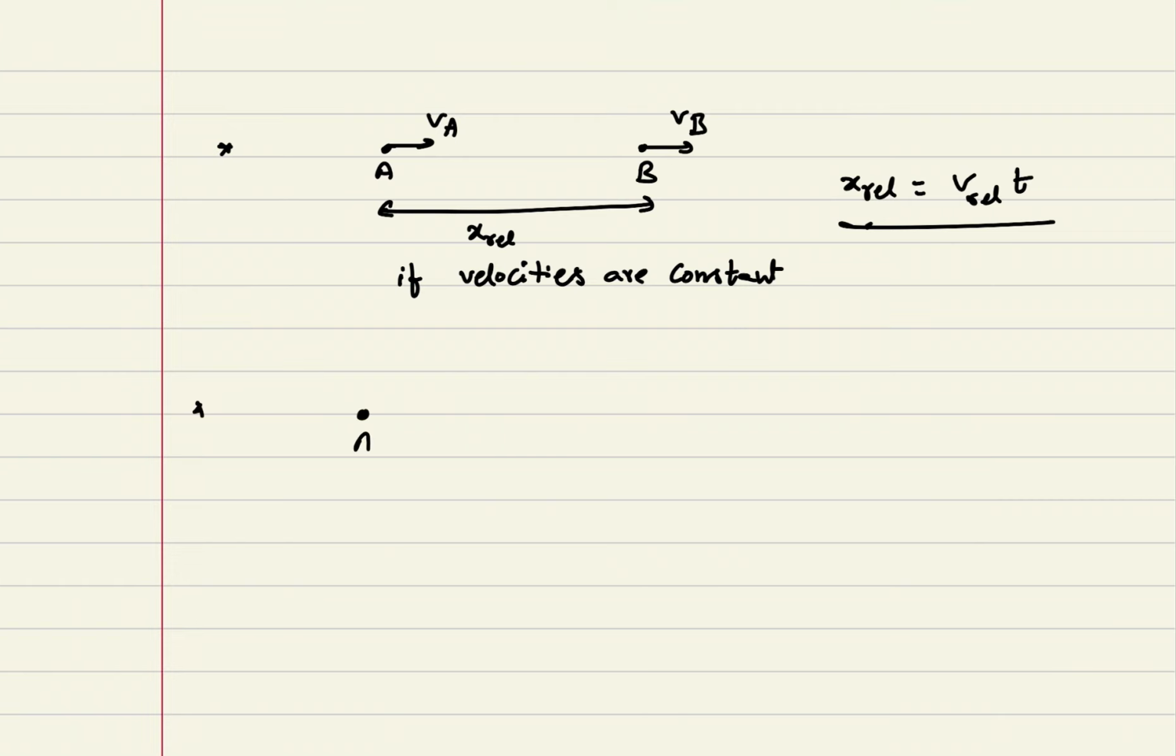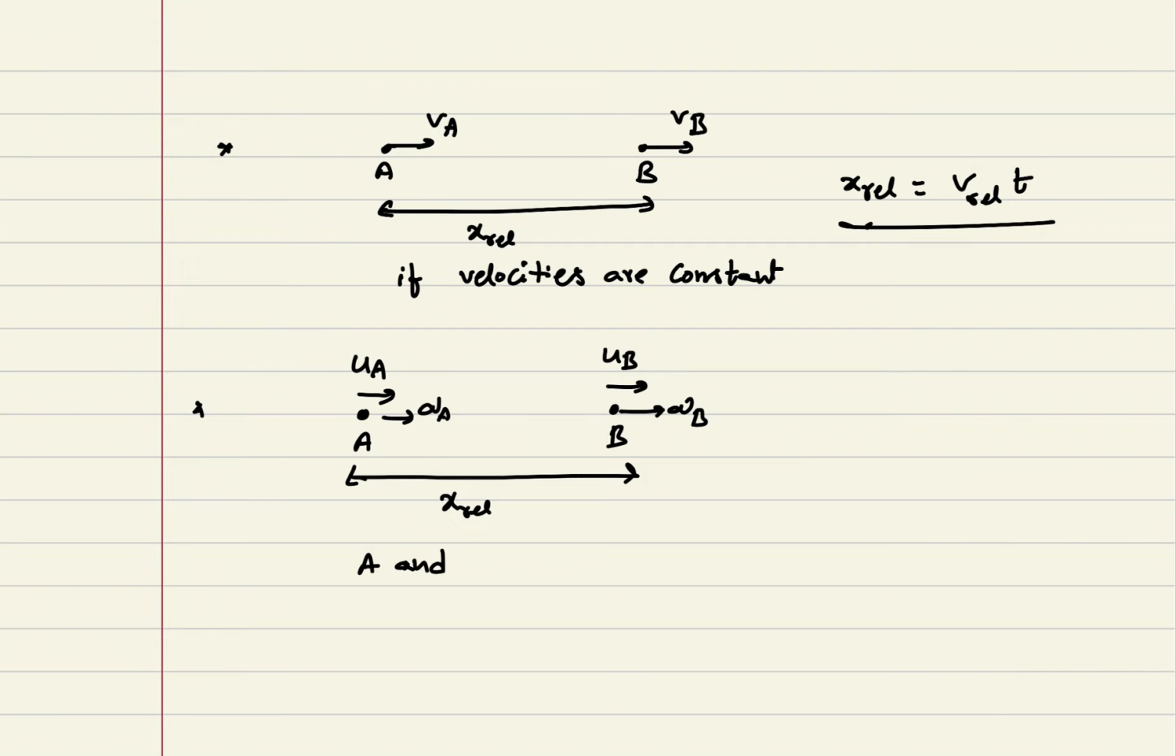Okay, let us consider one more point. If A and B are separated by a certain distance x relative, the initial velocities are UA and UB, and their accelerations are AA and AB. Now you can see A and B are accelerating, actually moving with constant accelerations.